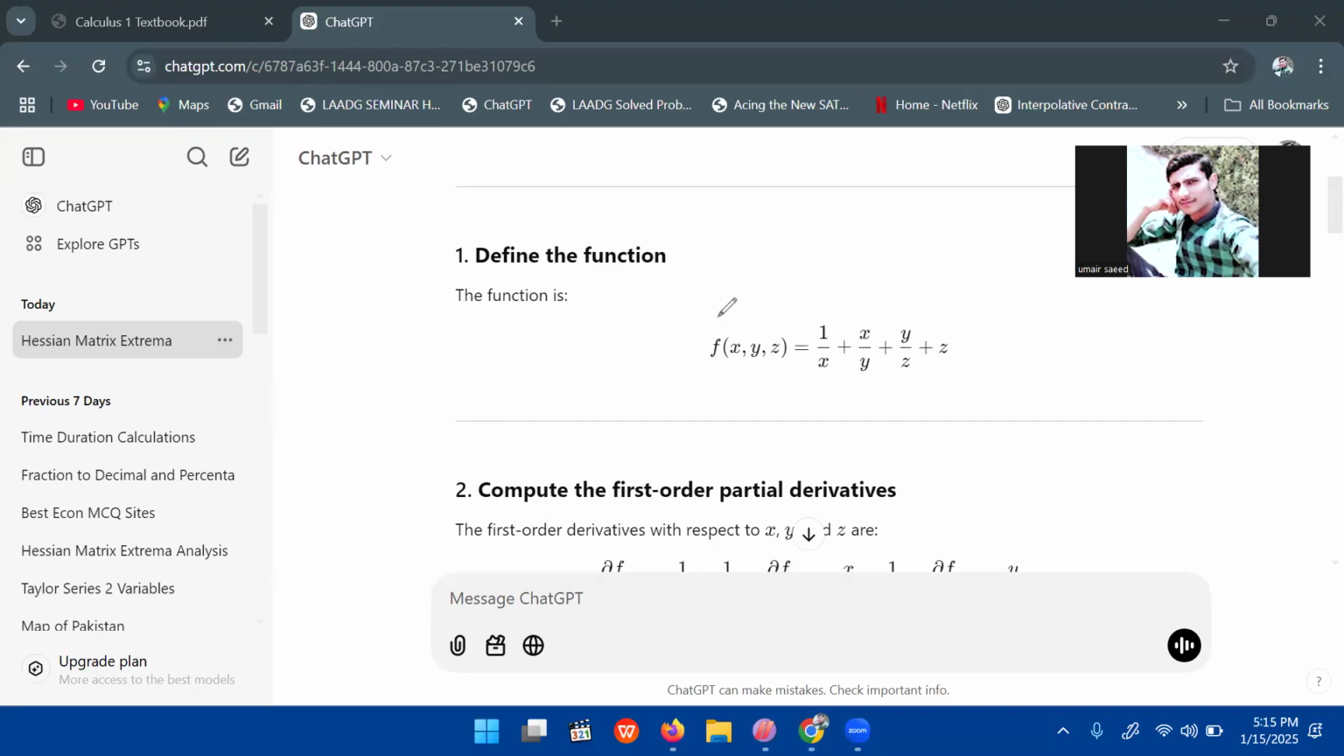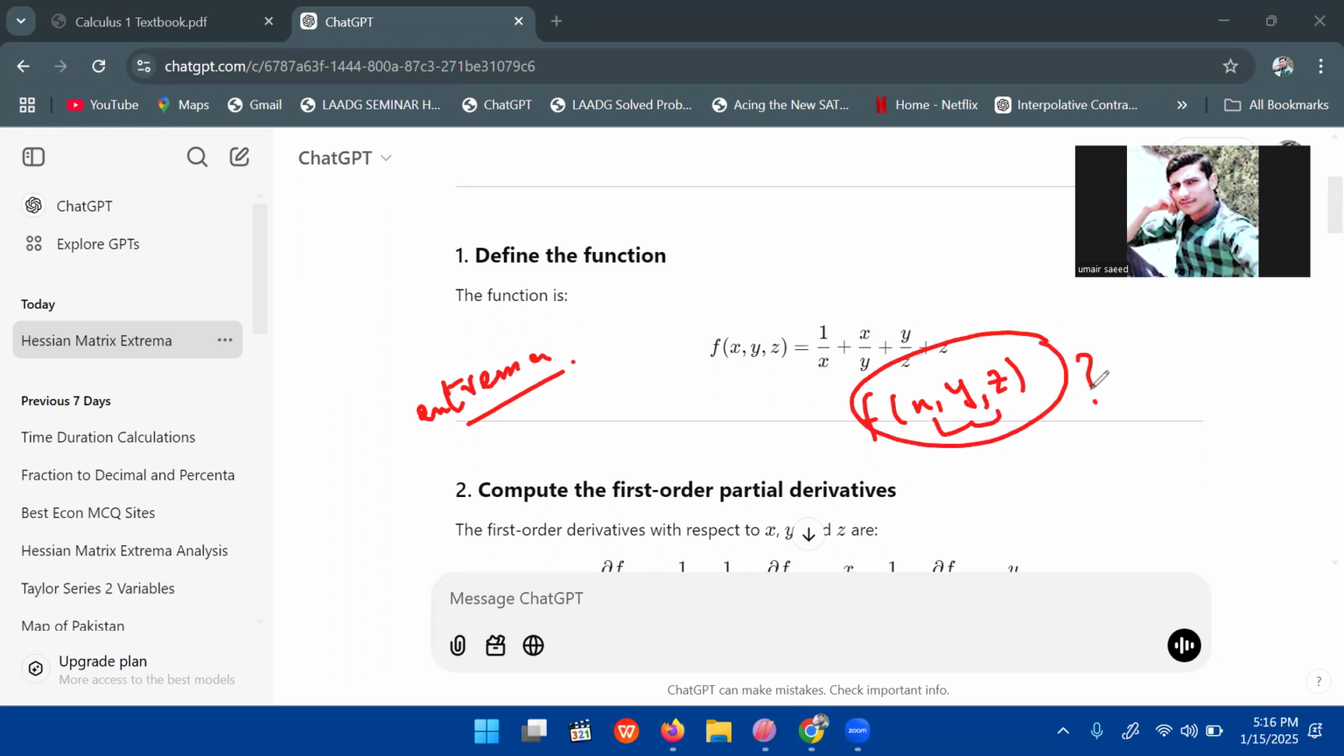Assalamualaikum. Today the topic of our discussion is the extrema for the function of two or more variables. We have a function f which is a function of variables x, y and z. How can we find the extrema of that particular function?